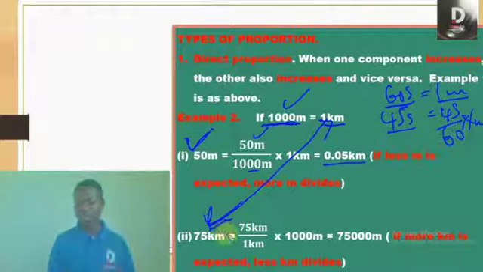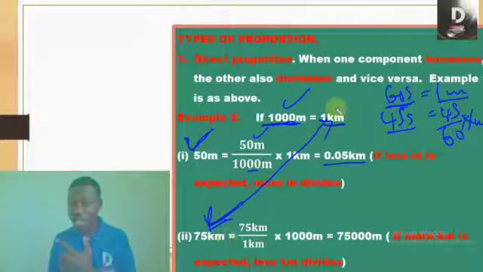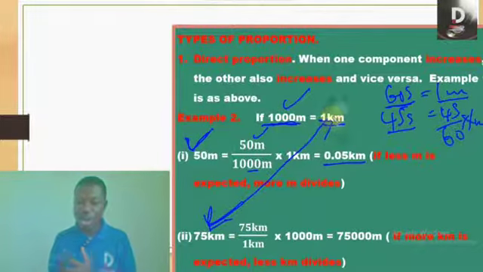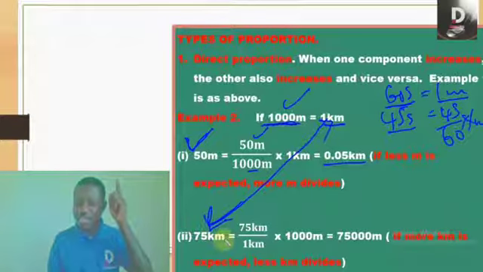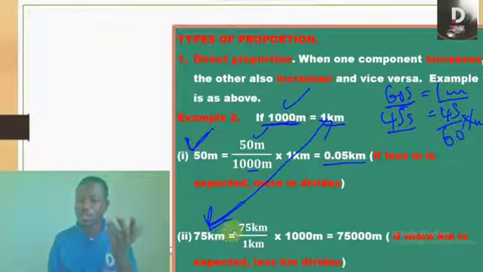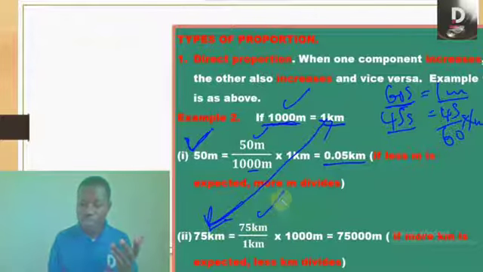Am I expecting more? Sure. The kilometer, the distance has increased. I'm expecting more. Do you get it? So you compare kilometer and kilometer. If 1 kilometer is 1000 meters, then 75 kilometers will give me what? More. So if more, the less of its kind divide, kilometer over kilometer.